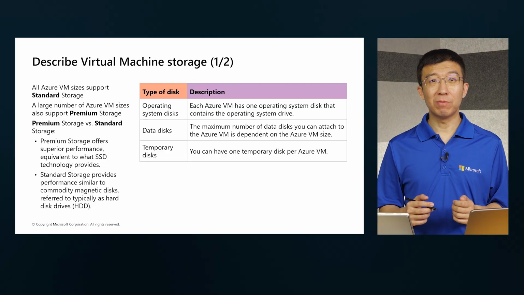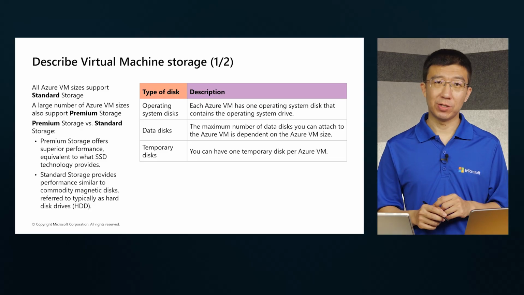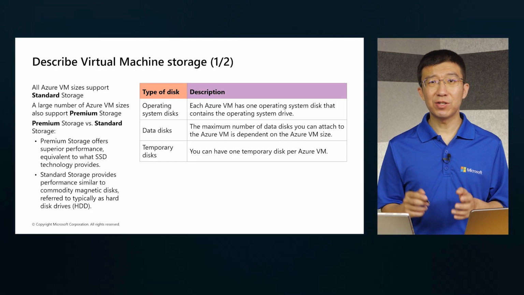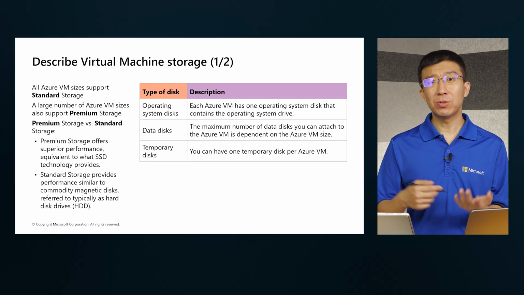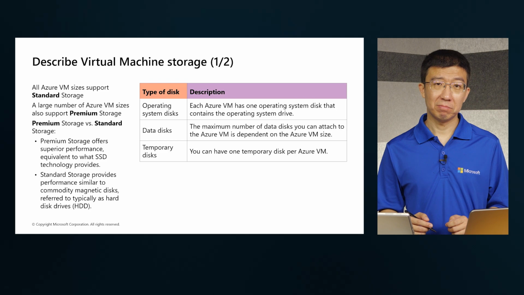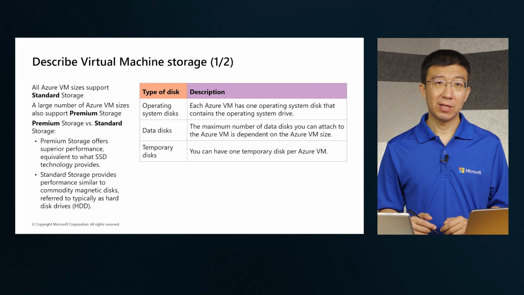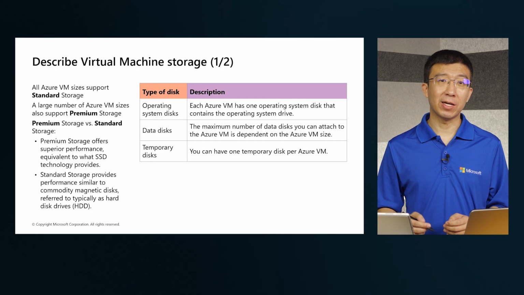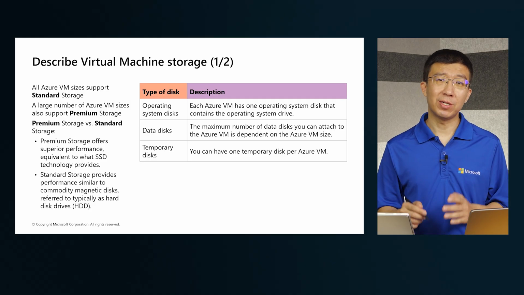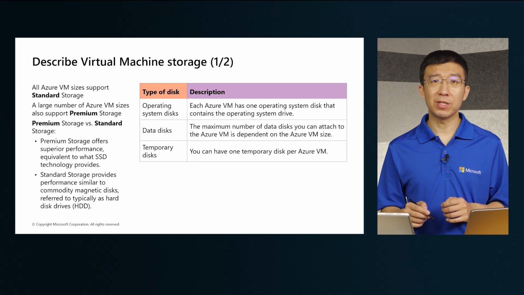All Azure virtual machine sizes support standard storage, and many support premium storage. Premium storage delivers SSD-level performance, while standard storage is similar to traditional hard disk drives. Each VM has an operating system disk for the OS, data disks with the number depending on VM size, and a temporary disk for short-term storage. Understanding these disk types helps you plan your VM deployments effectively.